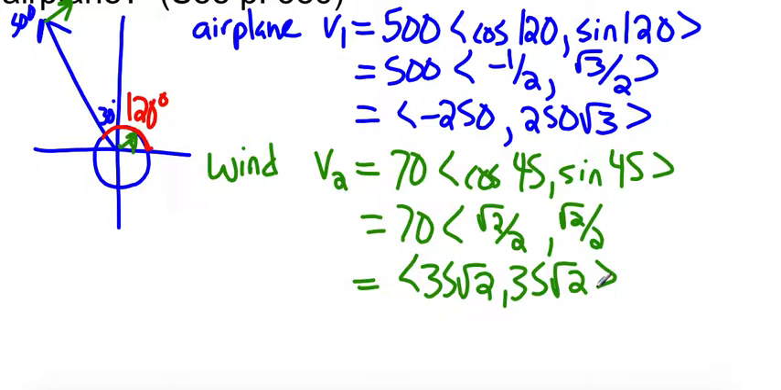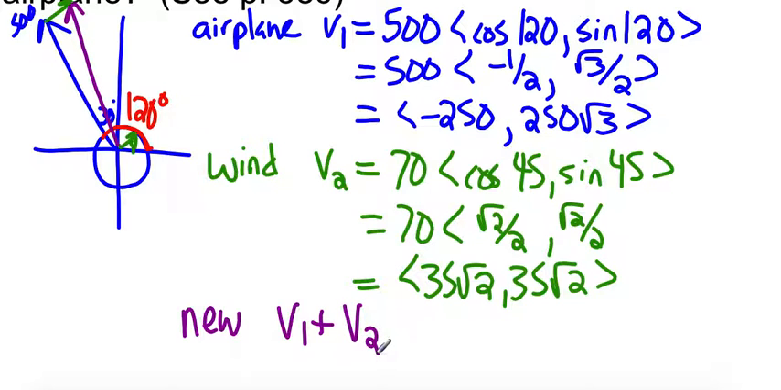Okay, so what's happening is we have the plane and the wind, and as the wind pushes it, we get a new resulting vector, this purple one. We need to find out what its speed and direction is because the wind has pushed our airplane slightly off course and probably changed its speed. So our new path is going to be what was originally happening with just the plane, V1, plus what's happening with the wind, V2.